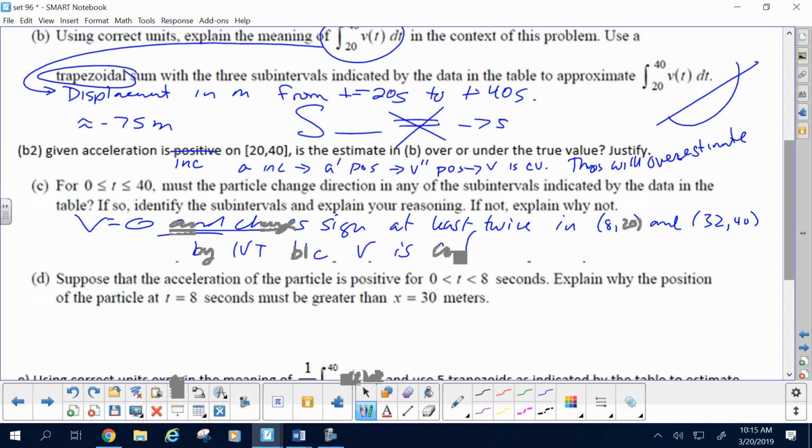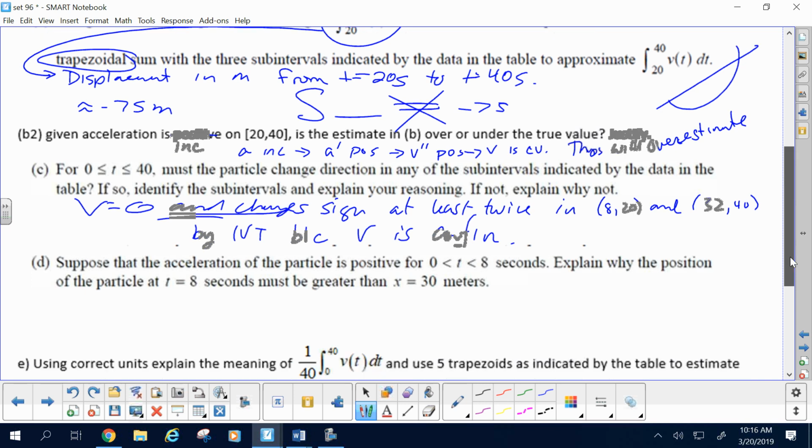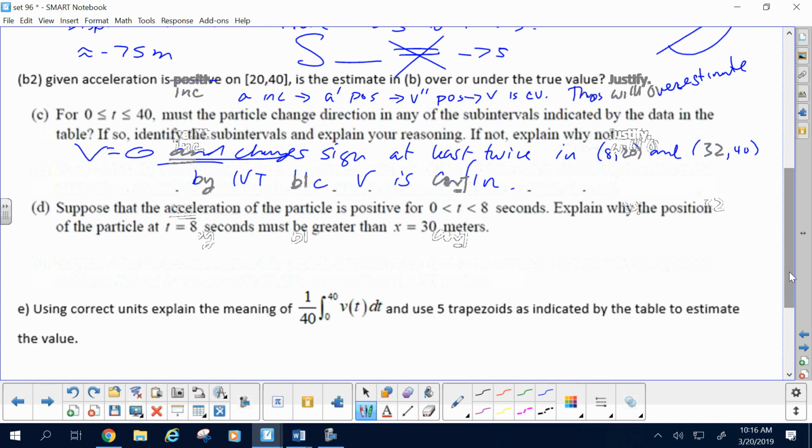Something like this, by IVT, because V is continuous. I probably should have said it better. D is a humdinger. It was hard. So go here. Acceleration is positive. That implies that V is increasing, right?